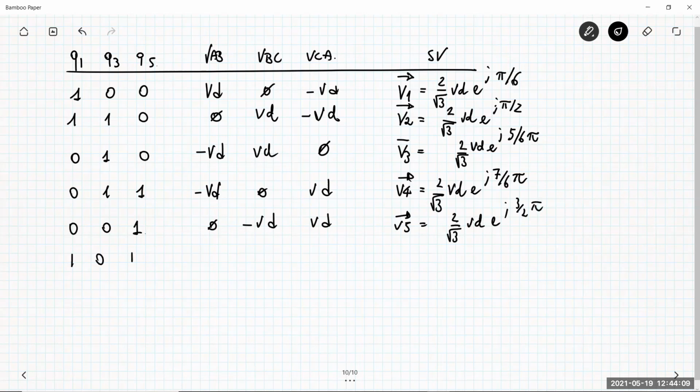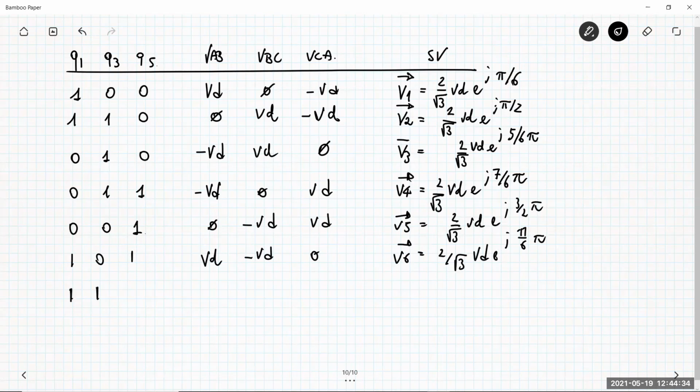1, 0, 1, you have VD, negative VD, and 0. V6 is 2 divided by square root of 3, VD, e to the j 11 over 6 pi.